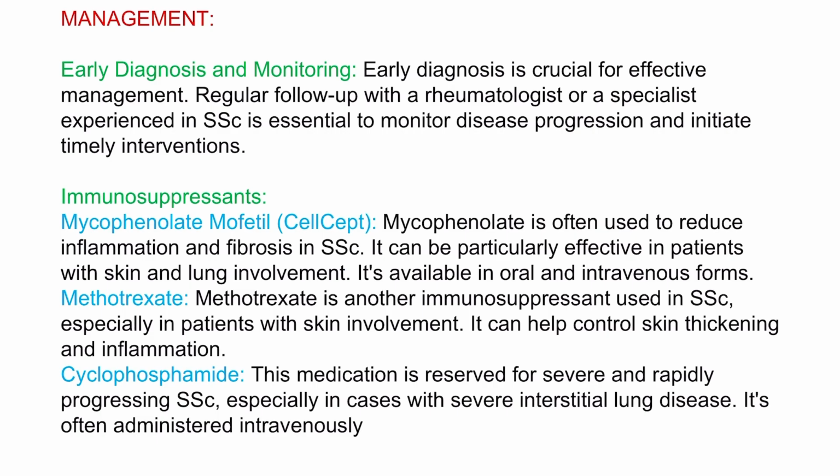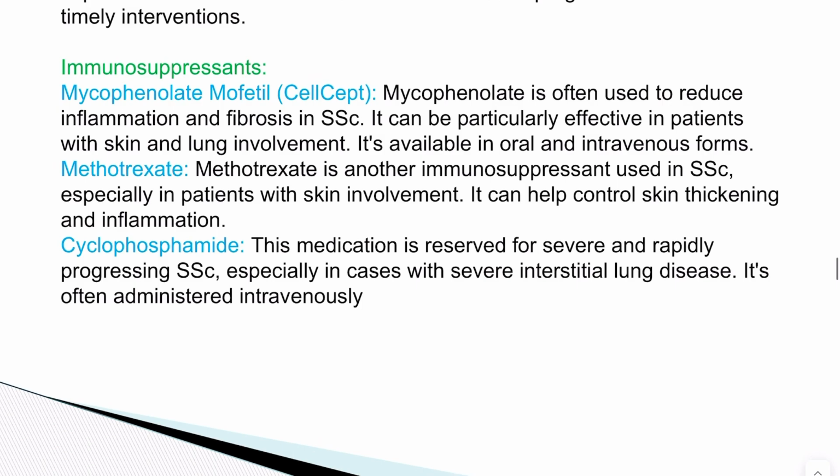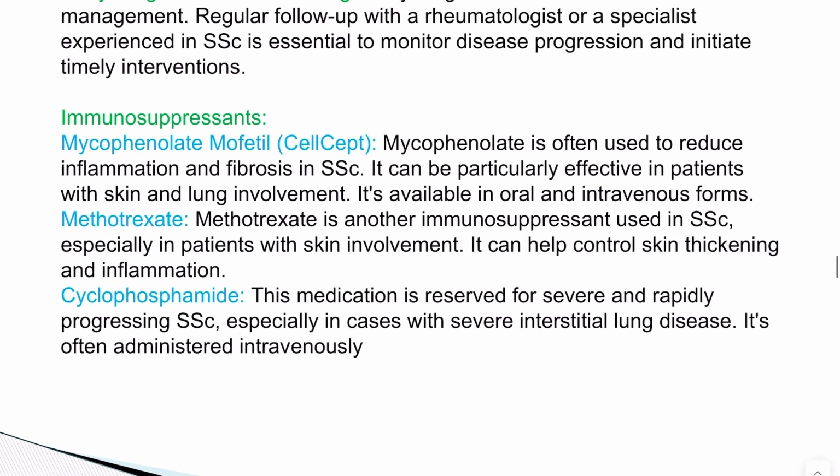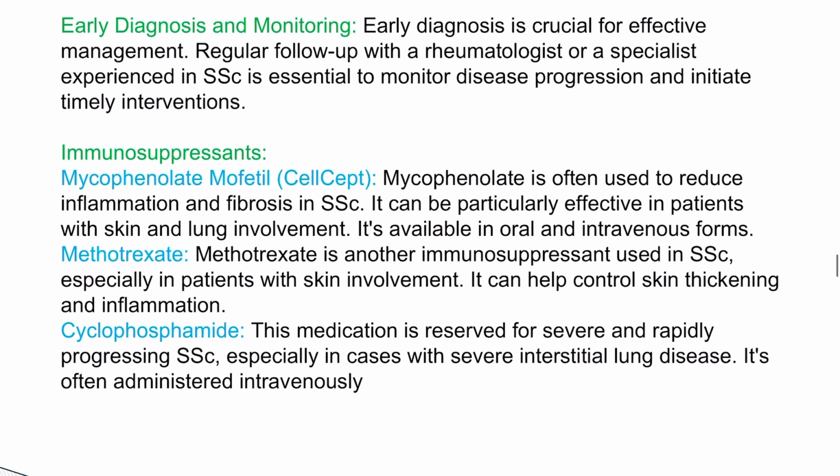So mycophenolate mofetil is often used to reduce the inflammation and fibrosis, and is particularly effective in patients with skin and lung involvement, and it's available in oral and IV forms. Another immunosuppressant which can be used is methotrexate, especially in patients with skin involvement, and can help control skin thickening and inflammation. Another immunosuppressant is cyclophosphamide, however this is reserved for severe and rapidly progressive systemic sclerosis, especially in cases with severe interstitial lung disease, and is often administered IV. So immunosuppressant is one group.